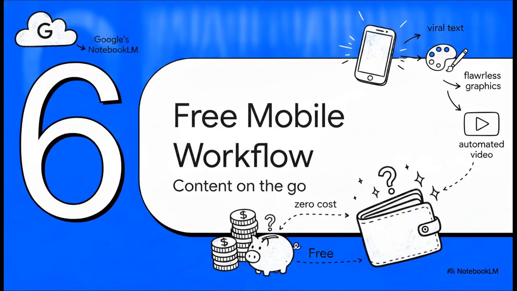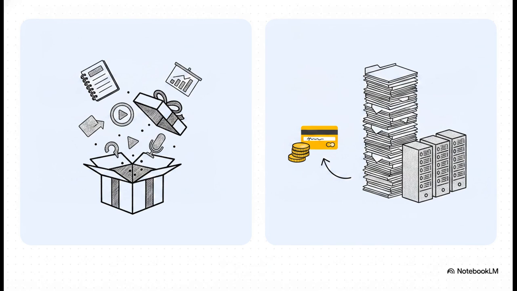And finally, the grand finale, your free mobile workflow. Okay, here is the absolute best part of this entire tutorial. Every single feature we covered today, it's included on the completely free tier. No catch. You get 100 notebooks, 50 sources per notebook, all the audio and video overviews, and all the slide deck features for absolutely nothing. Now, there are paid tiers like Plus, Pro, and Ultra, but honestly, those are only necessary if you need a massive generation volume or up to 600 sources per notebook for those gigantic, super complex projects.